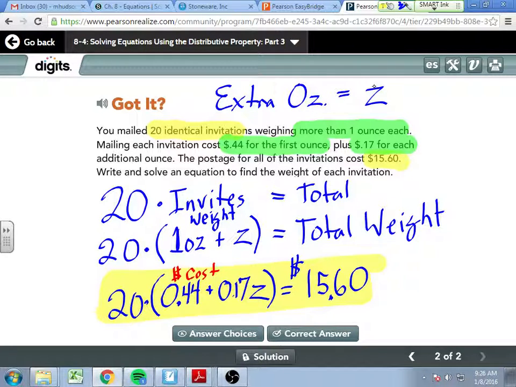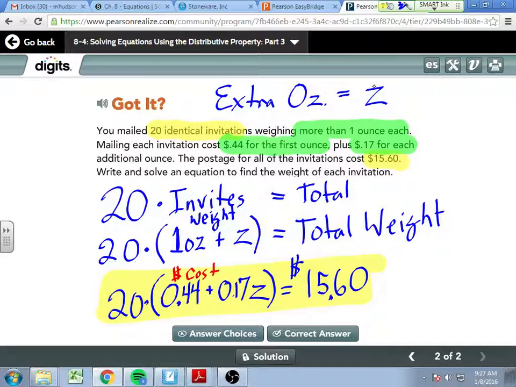Is anyone confused how I built that equation? Please tell me if you are. I want to know what questions you have. So what's confusing you? I'm confused how you got 15.6. That's just the total that they tell me. The postage for all the invitations costs $15.60. So we know that's my total that I have to pay.